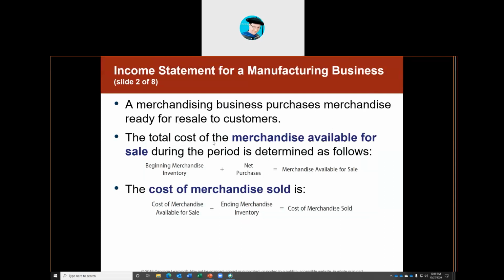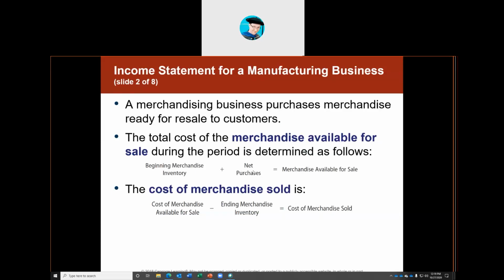Okay, so let's break it down a little bit further. A merchandising business, which is different than a manufacturing business, is a company that sells products that they purchase somewhere else. They didn't make it themselves. In a merchandising business, like Macy's, for example, they take the beginning merchandise inventory plus their purchases equals merchandise available for sale.